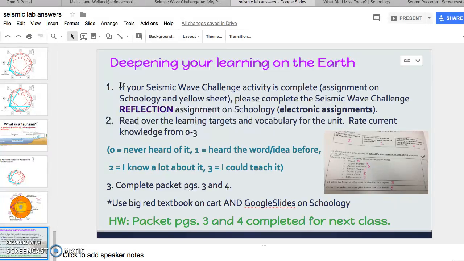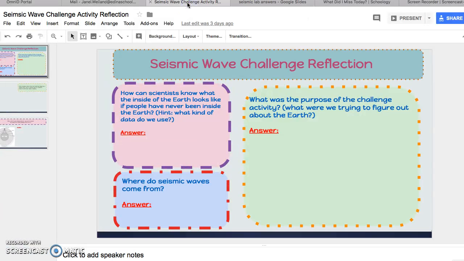What number 1 is, you're going to head to Schoology. And on Schoology, let me get there, you are going to, in the assignments folder, find something that looks like this. So it's called the Seismic Wave Challenge Reflection. This will be graded, and this will tell me how much you really understand of the assignment that we did on the yellow sheet. So there's a variety of questions. You're going to type in your answers.